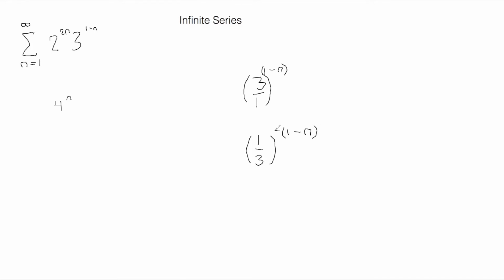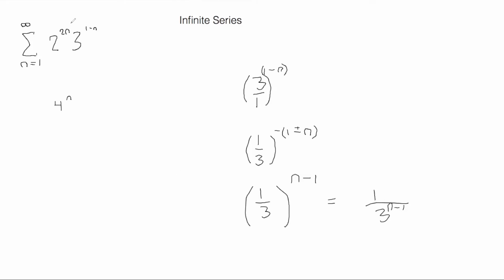And then let's see if we can clean this up even further. So instead of negative 1 minus n, let's distribute the negative. So we're going to have a positive n. We're going to have a negative 1. So altogether, we're going to have 1/3 to positive n minus 1. So this is our new exponent. So let's just go ahead and write this as 1/3 to the n minus 1.